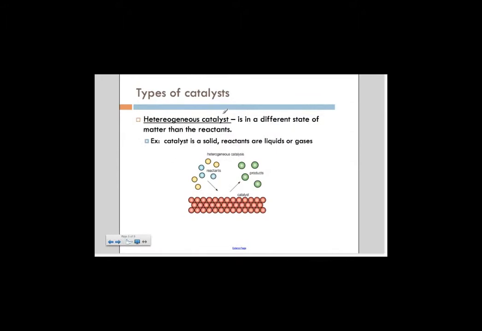This is in contrast to a heterogeneous catalyst, which is always going to be in some different state of matter. The catalyst is usually some kind of solid, and then the reactants are either going to be liquids or aqueous solutions, or gases. Just like before, the yellow and the blue are our reactants, and they can interact with the catalyst surface and produce products.